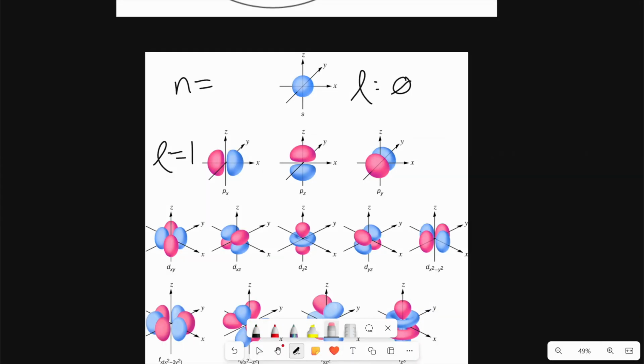If we're to discuss n equals 3, we're going to continue the same logic. There's 0, 1, and up to n minus 1. So we're also going to include D, so L equals 2 here. And then when you get to F, L equals 3. That would only be possible if we were at least in the n equals 4 shell or greater.